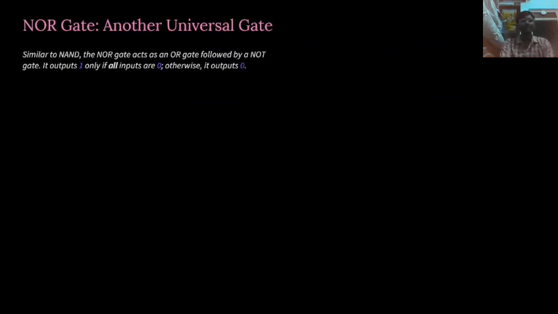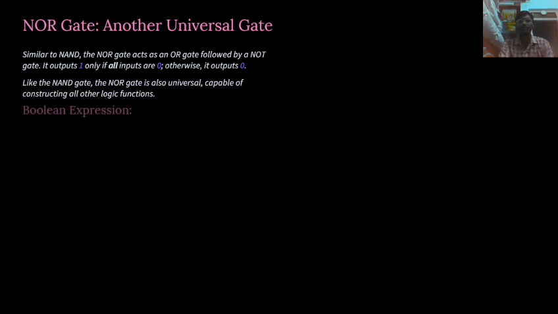NOR gate, another universal gate. Similar to NAND, the NOR gate acts as an OR gate followed by a NOT gate. Its output is 1 only if all inputs are 0, otherwise its output is 0. Like the NAND gate, the NOR gate is also a universal gate, capable of constructing all other logic gates.